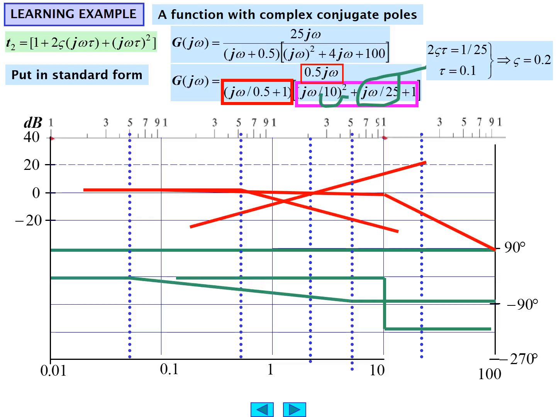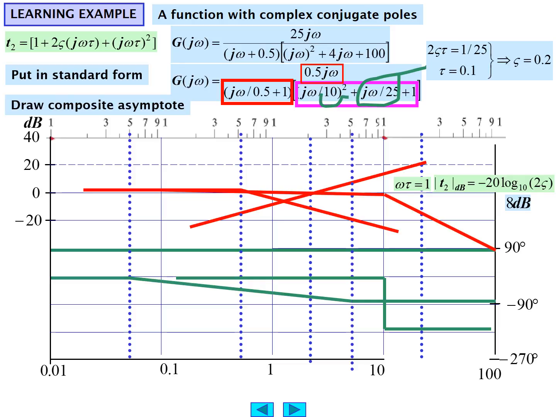It's a little bit disingenuous, but that's the way it looks. Okay, that's for omega tau equals 1, if you will, and of course tau equals 0.1. So the magnitude of T2 in dB is minus 20 log to the base 10 of 2 eta, and that gives us 8 dB as a result. Draw the composite magnitude. At omega tau equals 1, we had that representation, and we draw the composite magnitudes now as a result, which are much more complicated to say the least.